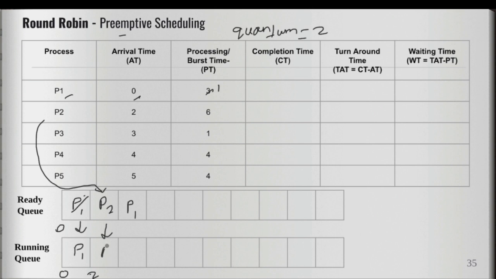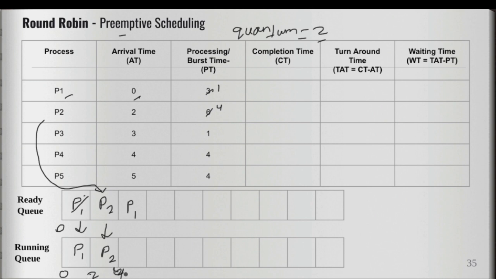So we bring P2, and how long were we supposed to run it? We're supposed to run it for 2 quantum, because that's our quantum unit, which is 2. So that's why we will run it for 2 units. So how much is remaining now? So we have 4 remaining in the P2. Now the time becomes actually 4, not 2, because 2 plus 2 is 4.